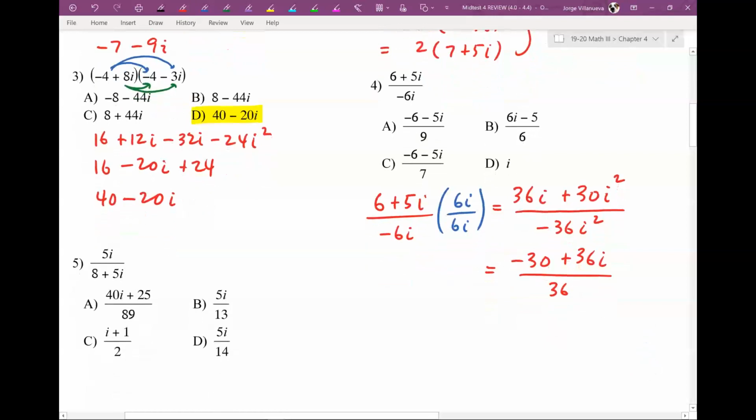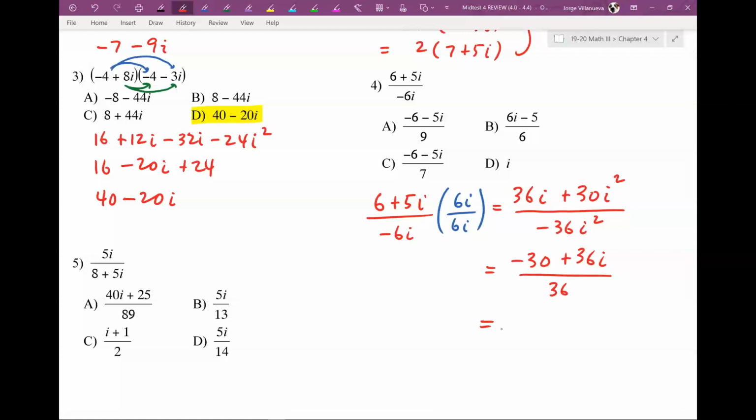Did I do that? I did do that, right? I'm just looking. 30i squared, 36i. All right, so let's see. What can I divide 30 and 36 by? 3. By 3, I can go bigger. 9. By 6, right? I can go by 6.